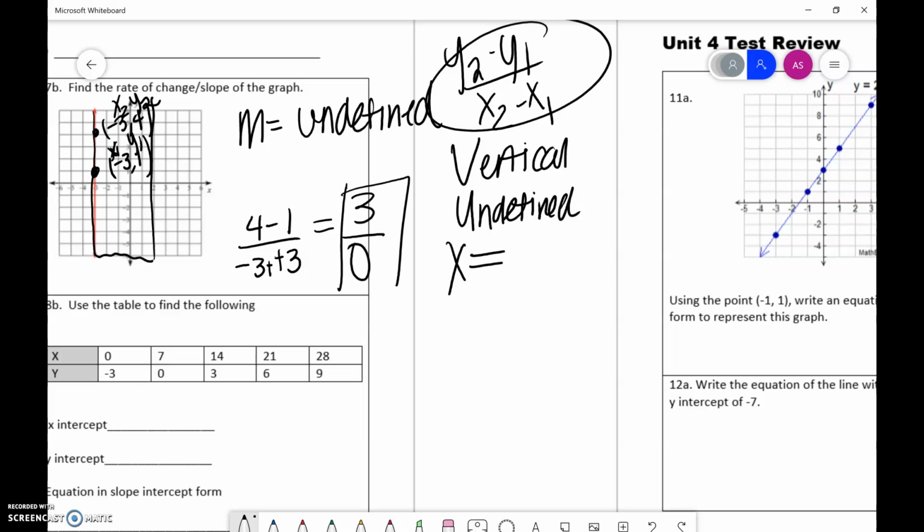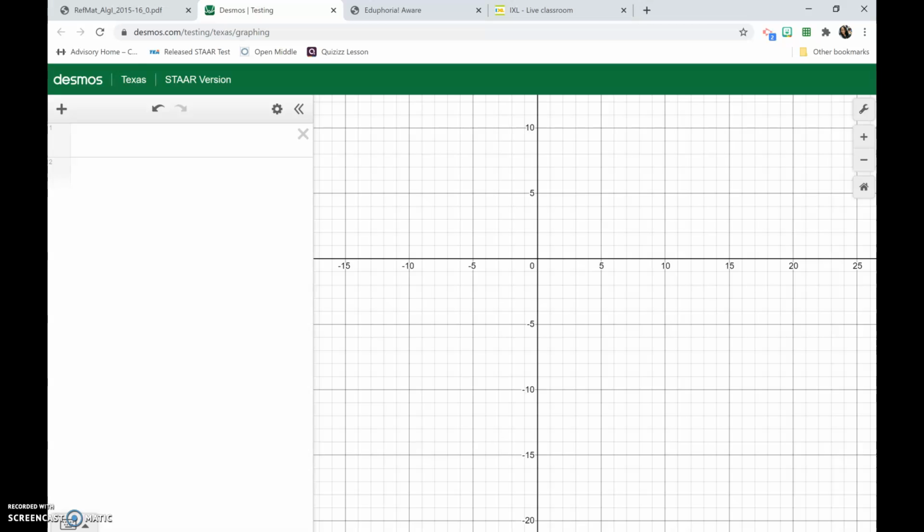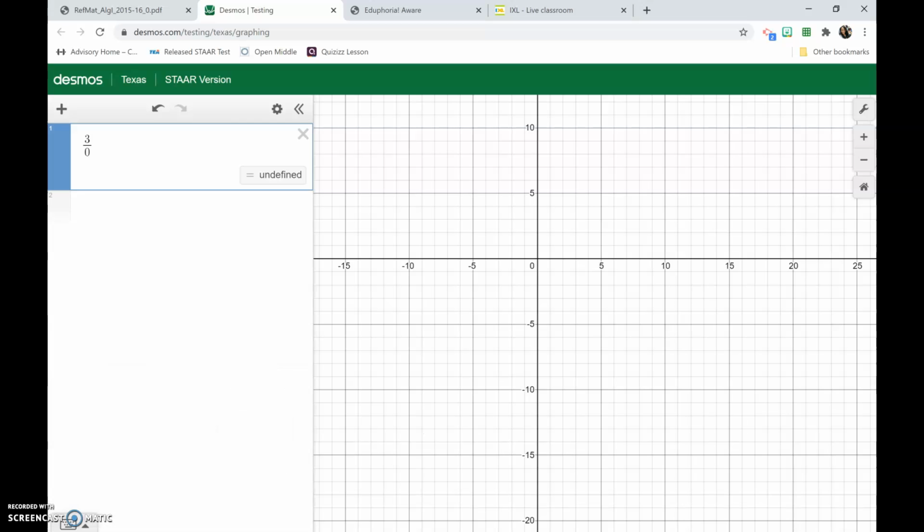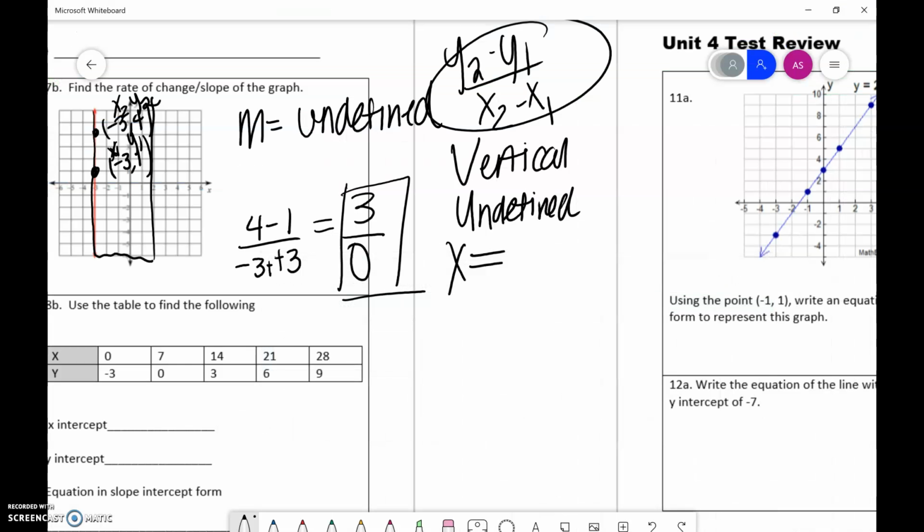So anytime you have a 0 in your denominator, that's going to be undefined because you can't have 3 out of nothing. Okay. Now, if you wanted to double check that in Desmos, you could just type in 3 divided by 0 and it will tell you undefined as your answer. Okay. Let's keep going.